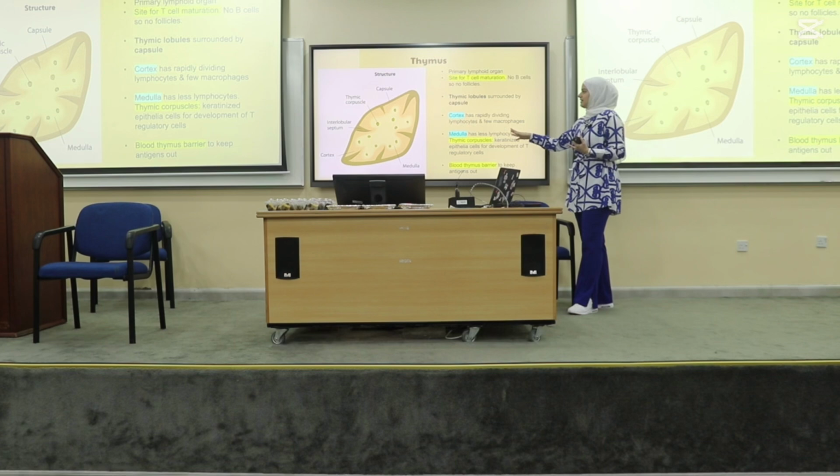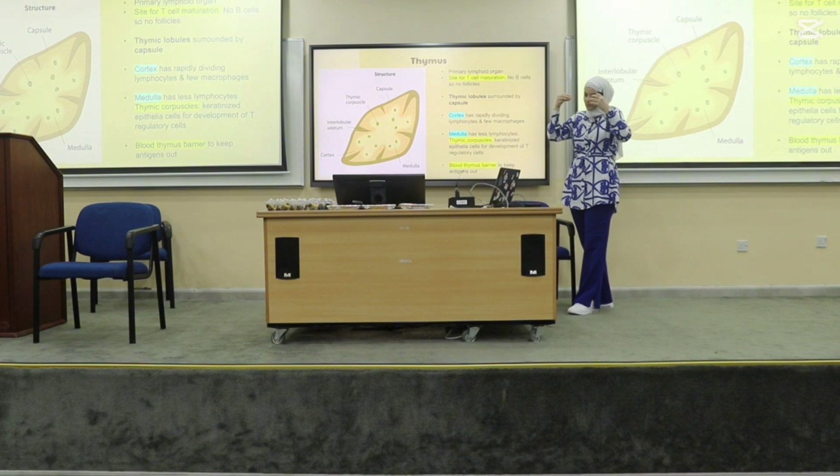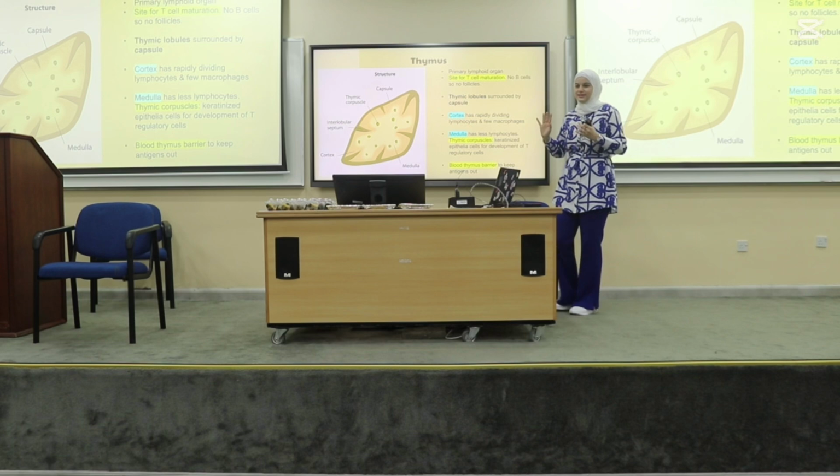It has two lobes, and the lobes are made of small lobules. Each lobule has cortex and medulla. Where did we see cortex and medulla?